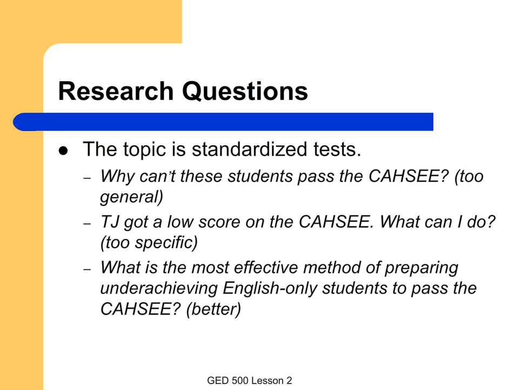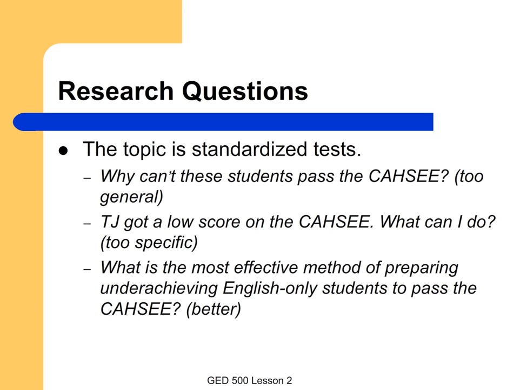So now you're kind of starting to see that there are differences in the questions, quantitative and qualitative. So let's do another one with the topic of standardized tests. So why can't these students pass the KC? Again, too general. Which students? How old? What demographic area? What type of a school do they attend?